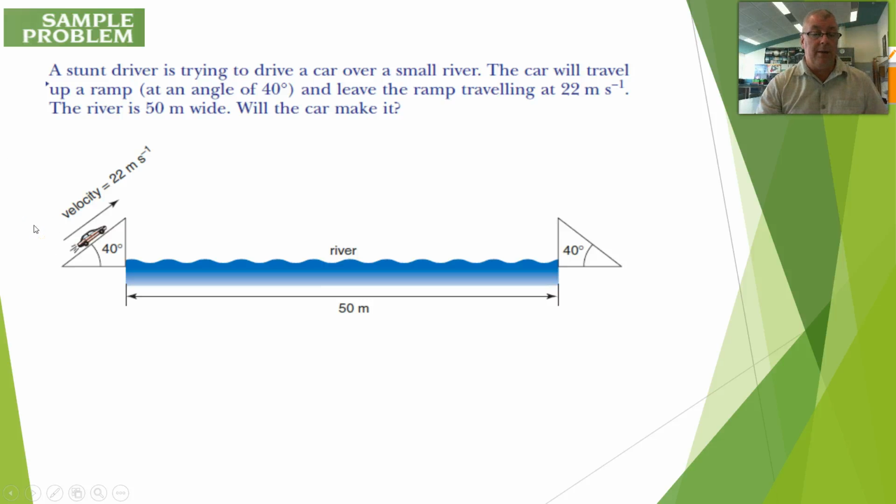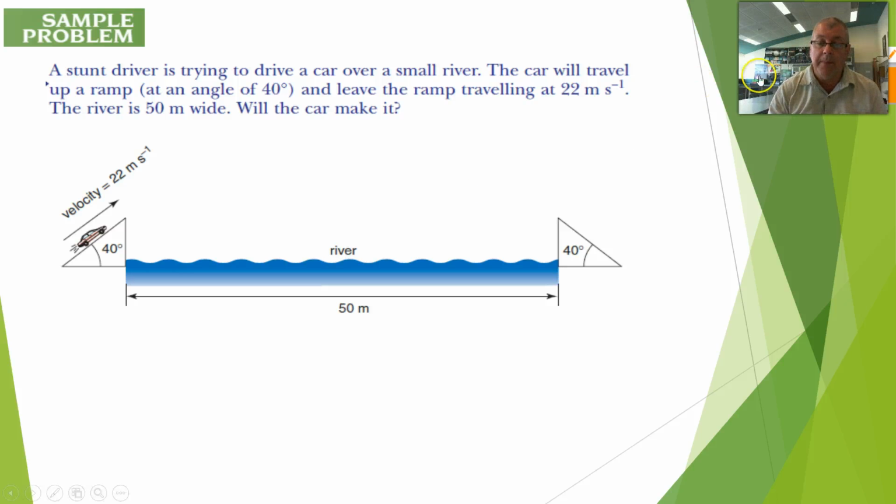Right, let's do a quick example of something we haven't done before, which is a ramp. So here are stunt drivers driving a car over a river. It's travelling up a ramp. You've got the angle of 45 degrees. It's leaving the ramp at 22 meters per second. It's 50 meters wide. Is it going to make it? So it's going to land at the same horizontal height. Is it going to make it? So what is the information we know?